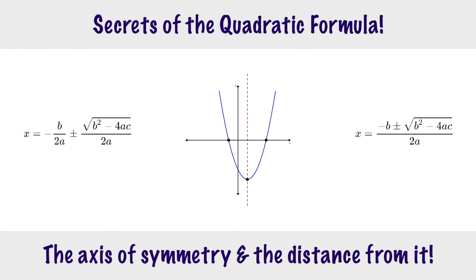I wanted to comment on the secrets of the quadratic formula. When you separate it out like this, you have two pieces. The first piece is the axis of symmetry, negative b over 2a. The second piece is the distance the roots are from the axis of symmetry, the plus distance and the minus distance.